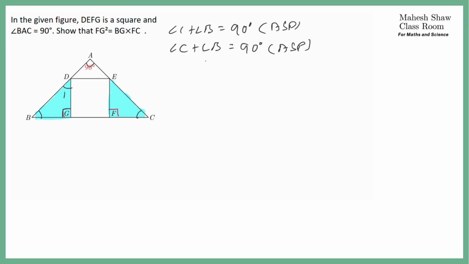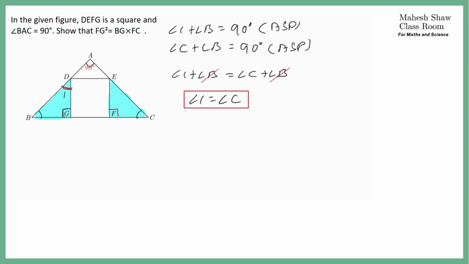So now the RHS of both the equations is the same, so we can equate their LHS. So angle 1 plus angle B should be equal to angle C plus angle B. This is angle C plus angle B. Now check here, angle B and angle B get cancelled. So that results in angle 1 being equal to angle C. Now you can observe that we got one more pair of angles equal in these two triangles.